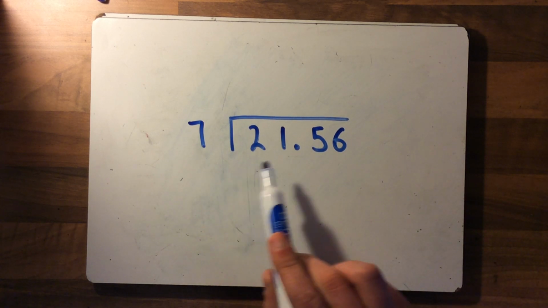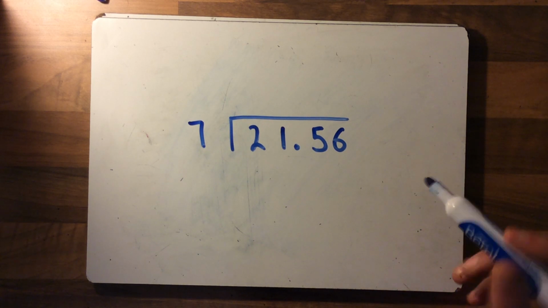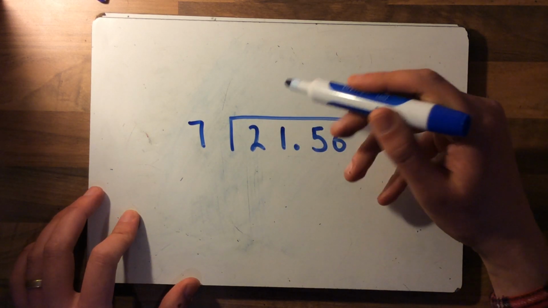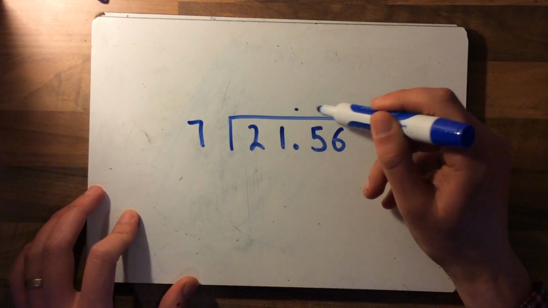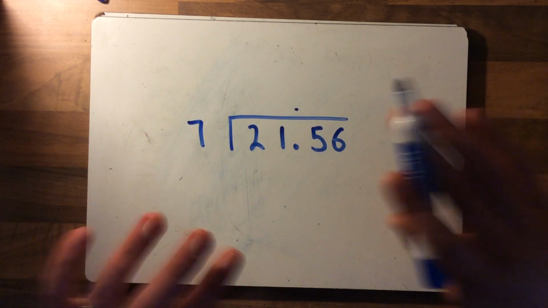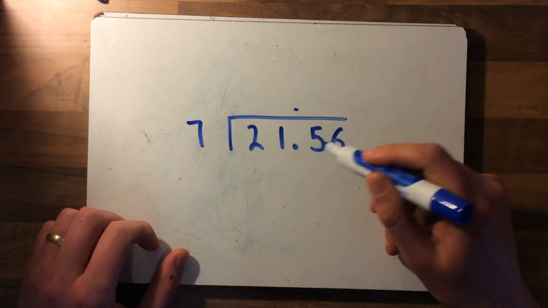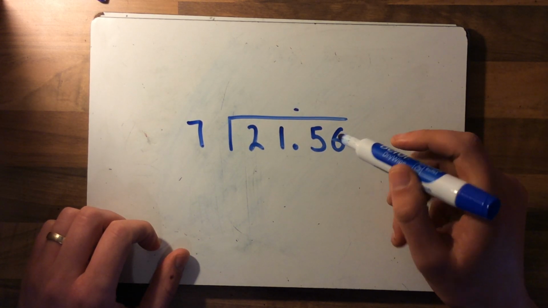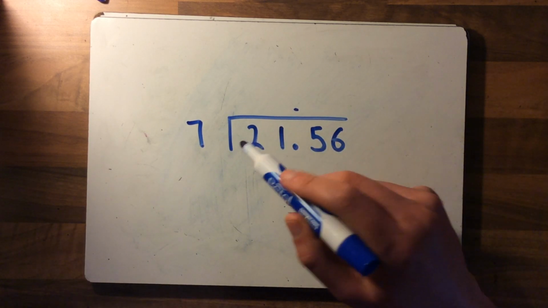21.56 divided by 7. So this number is going to get split equally 7 times. Decimal point is here, so our answer needs to have the decimal point directly above it. Not here, or at the end, or not there at all. It's got to be directly above it. Our answer has got 2 numbers after the decimal point. Our question has got 2 numbers after the decimal point, so our answer needs 2 as well.